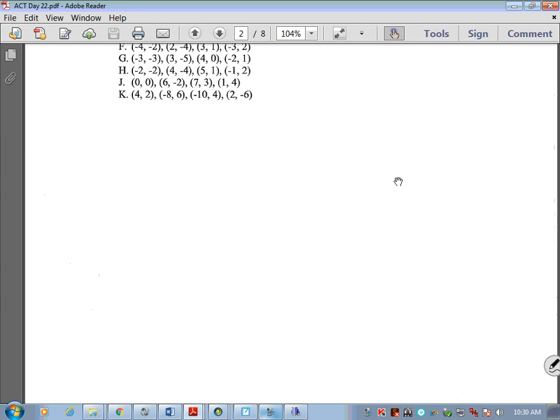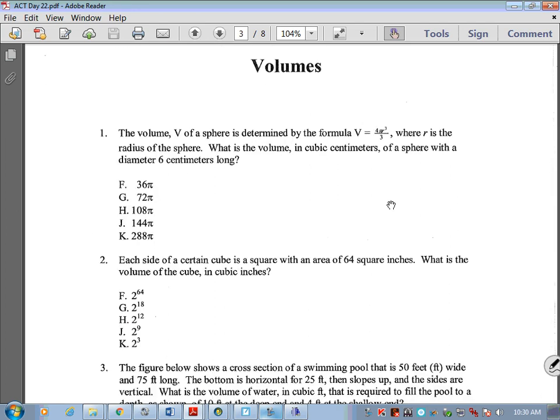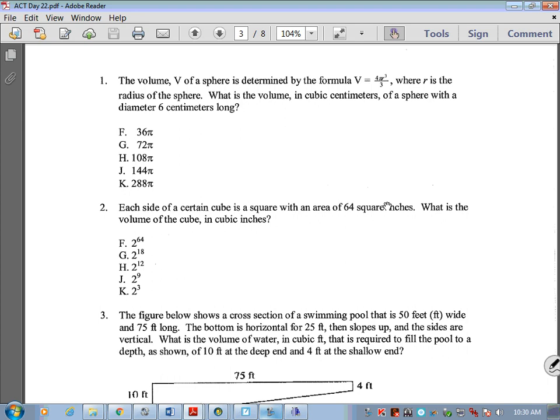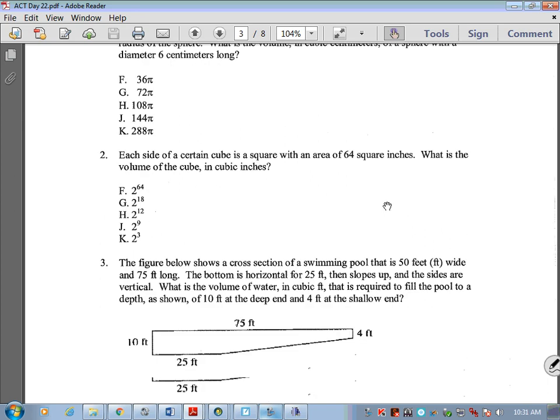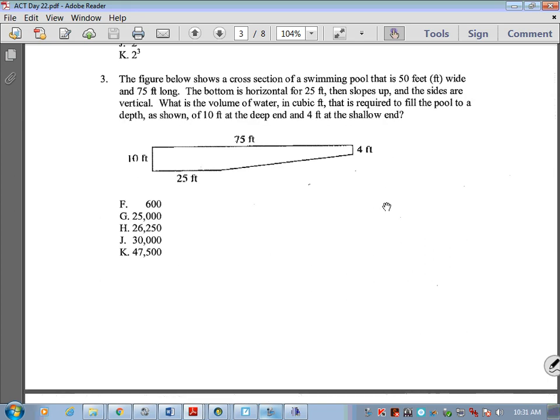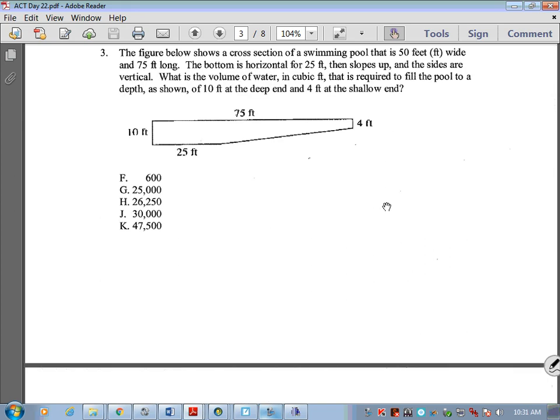All right, volume. This probably all could have been called volume, since there's probably more volume questions on here than most anything else. Volume number 1 is F, 36 pi. 2 is J, 2 to the 9th. I think that's a repeat question. You guys have seen that on a different packet. Number 3 is a really good question, and probably one that we want to cover if you missed it, but we'll cover it when we get through this. J, 30,000.